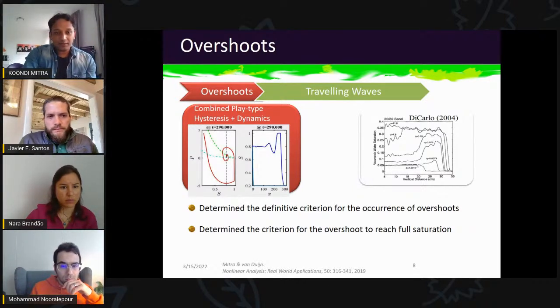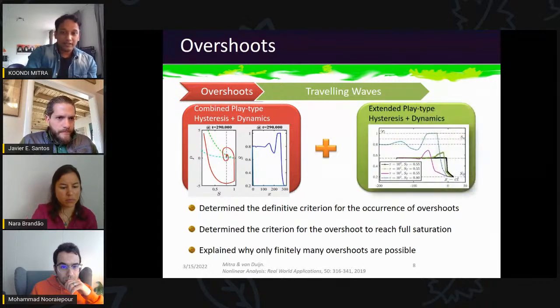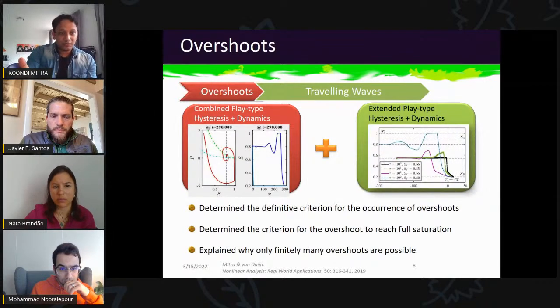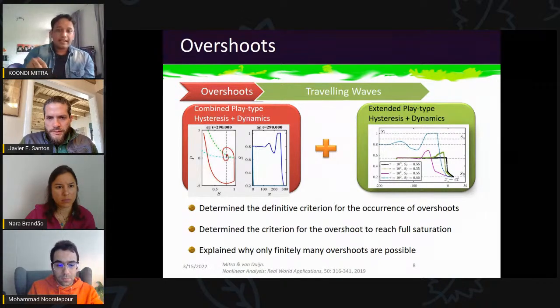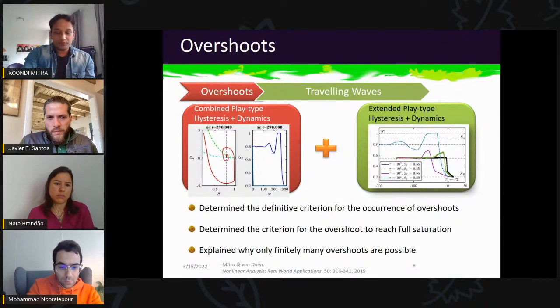So I thought about it a bit more, and then if I put an extended play-type model to model hysteresis and then add dynamic capillarity to it, then we can show that there will be only one major overshoot and maybe finitely many secondary overshoots, but they will be minor.